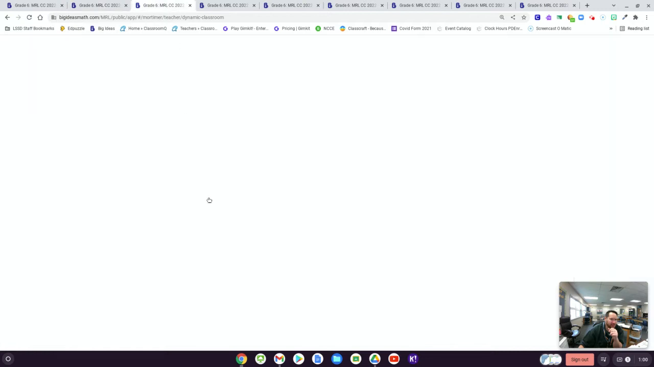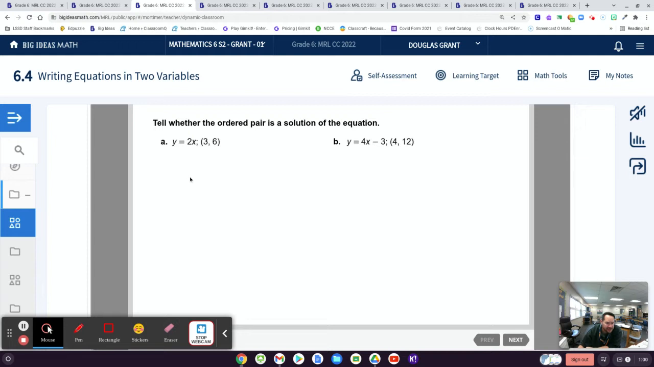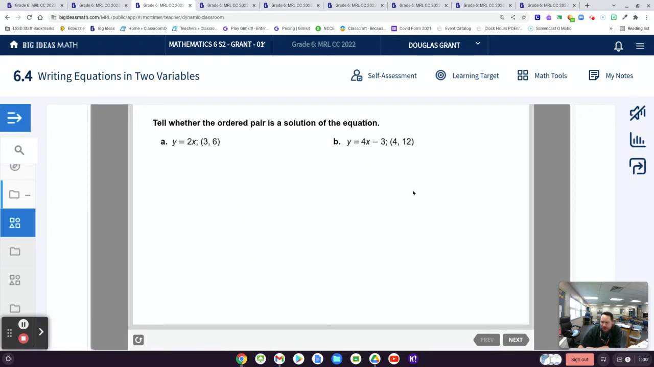Okay, so here we go, our first example. Is (3, 6) a solution to the equation y equals 2 times x? Remember, the first value is our x value and the second value is our y value. Let's go through this one together, and then you're going to answer B.